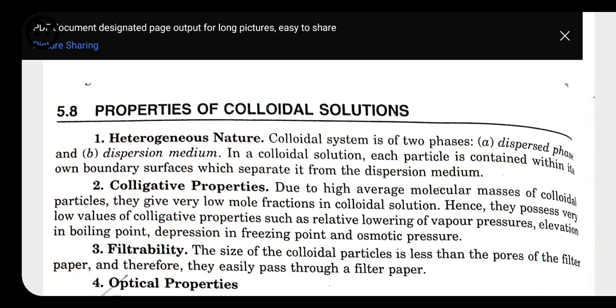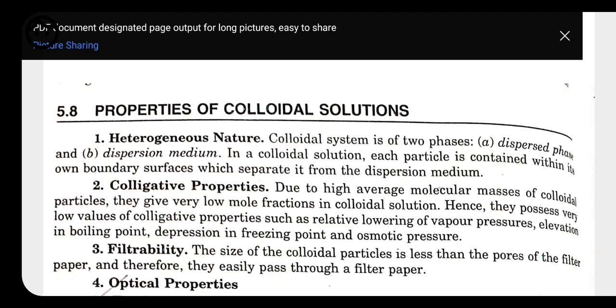This solution looks homogeneous, but actually it is heterogeneous, because the particles of the colloids have the tendency to scatter the beam of light, and the path of the beam of light can be visible. That's why it is heterogeneous in nature, but it looks like homogeneous. Okay, the second property is called the colligative property of colloids.